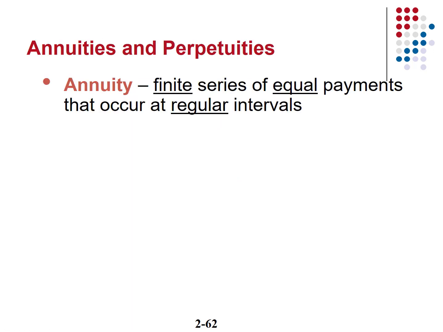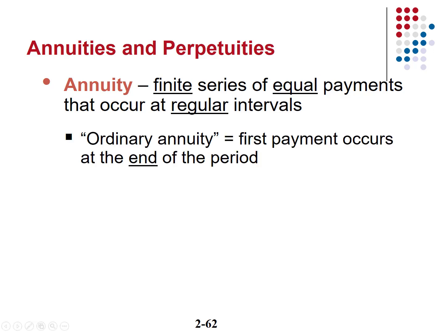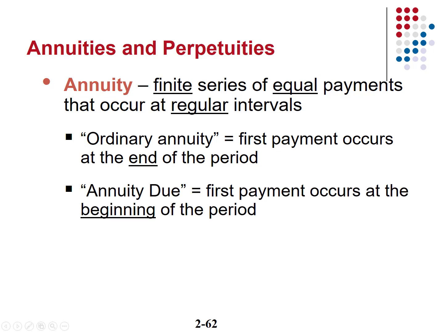An annuity is defined as a series of equal payments, either inflows or outflows, that occur at regular intervals for a finite period of time. An ordinary annuity is one where the first payment occurs at the end of the period. This is the default setting in both your calculator and in Excel. An annuity due is one in which the first payment occurs at the beginning of each period.